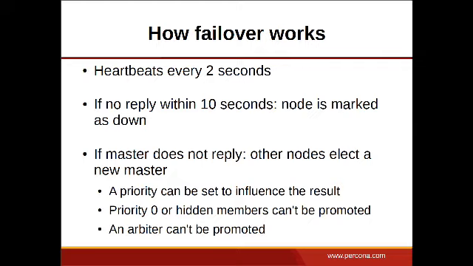as the new master. You can also have members with priority 0 or hidden members that cannot be promoted, so they can act as regular servers to serve read queries, but they won't be promoted. And arbiters will never be promoted, mainly because they don't have any data.